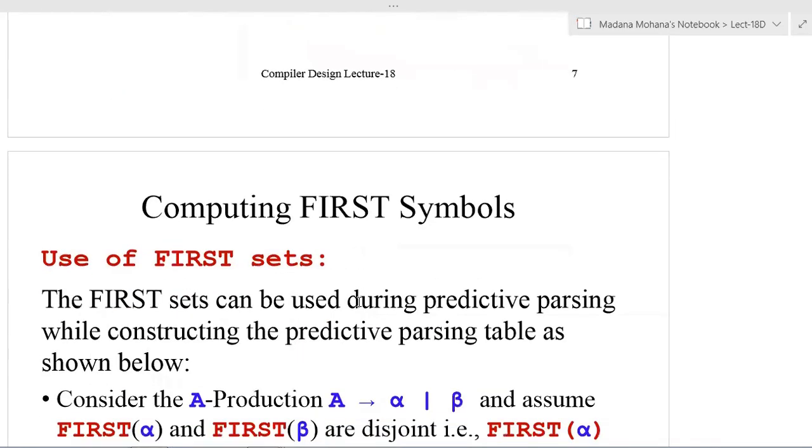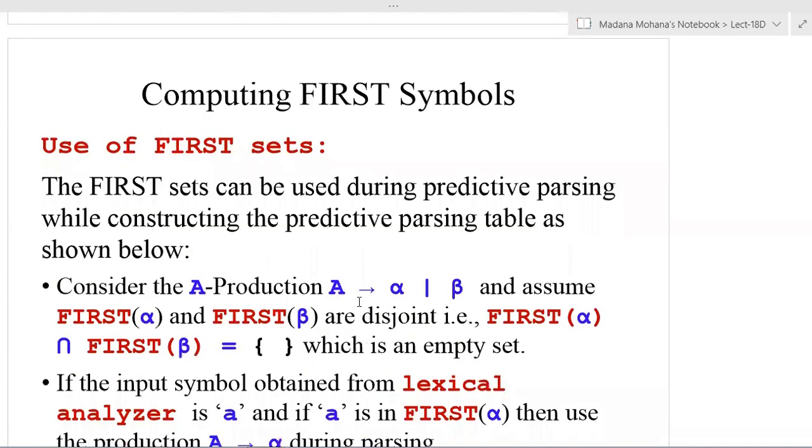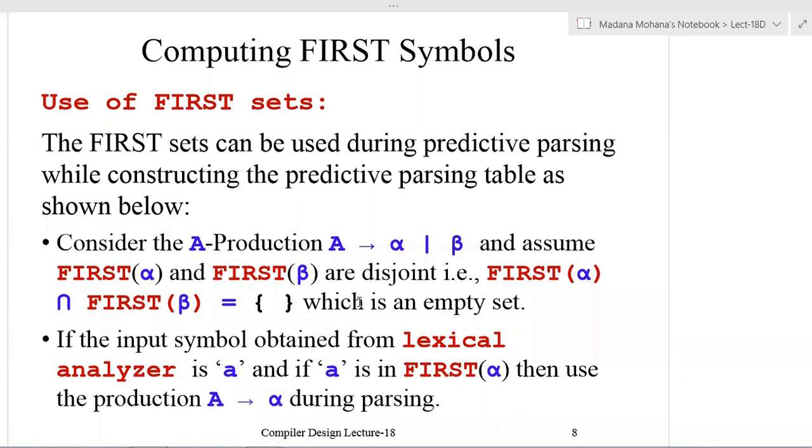By this process, we have one standard algorithm for computing first values. Before discussing the algorithm, what is the use of first values or first sets? The first sets can be used during predictive parsing while constructing the predictive parsing table, as shown below.